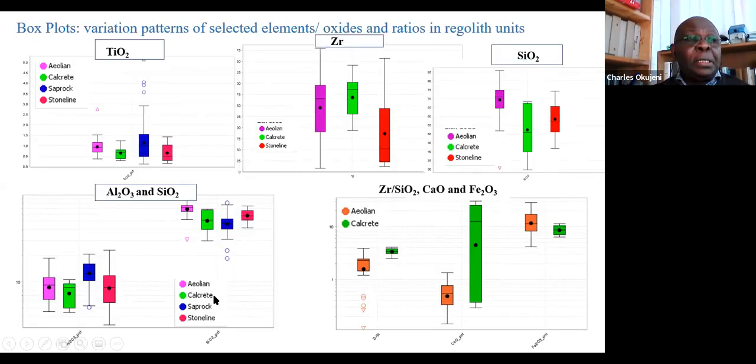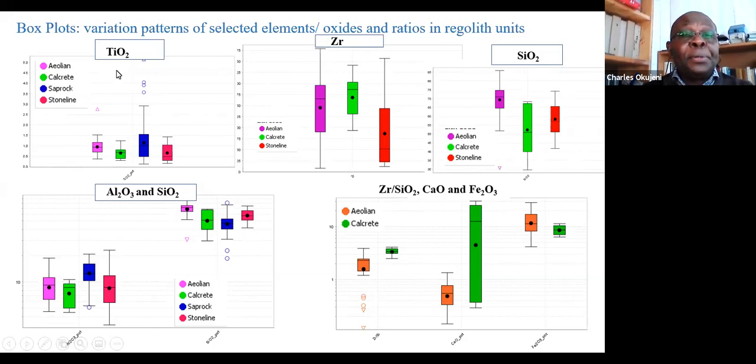The first part really is just a bit of univariate statistics, box plots, which I've selected. So I'm not bringing out all the statistical parameters, but I just picked out the box plots to illustrate the element patterns which we have. I will start on the left. The left part of the screen shows all the regolith units that we have in that area: aeolian sand, calcrete, saprock, stone line. Of course, the stone line comes after aeolian sand, followed by calcrete, and then saprock at the bottom.